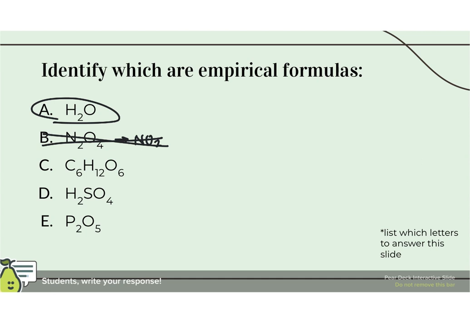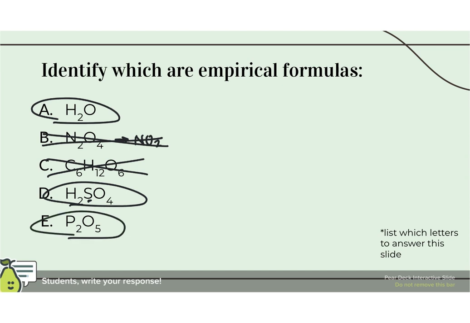If we look at C, which is the example that I just did on the previous slide, that is not an empirical formula because it can be reduced. If we look at the next formula in letter D, H2SO4, you cannot reduce that any further because there's only one sulfur there. So this is an empirical formula. And then if we look at P2O5, again, we can't reduce this any further. I can't divide either of these numbers and still get a whole number. So that's an empirical formula.